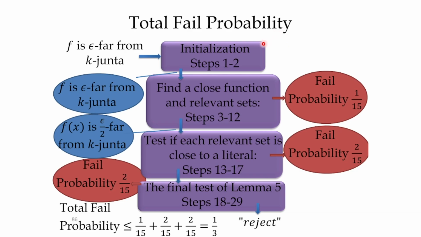Okay, so in step 2, the failure probability was 1/15. In step 3, the failure probability was 2/15, and in the final step, the failure probability was 2/15, and from lemma 13, the total failure probability was less than or equal to 1/3.